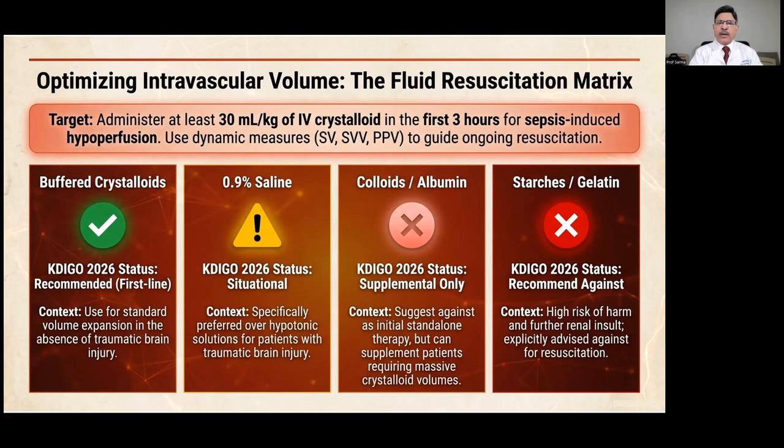Colloids and albumin are only suggested against as initial standalone therapy, but can supplement in patients requiring massive crystalloid volumes. That is, if gross hypoperfusion is there, then you can use albumin or colloids. Starches and gelatin carry a high risk of harm and further renal insult, and are explicitly advised against in resuscitation. Crystalloids are the choice. If brain damage is there, then use 0.9% saline. Colloids and albumin if it cannot be controlled by crystalloids; don't use starch and gelatin.